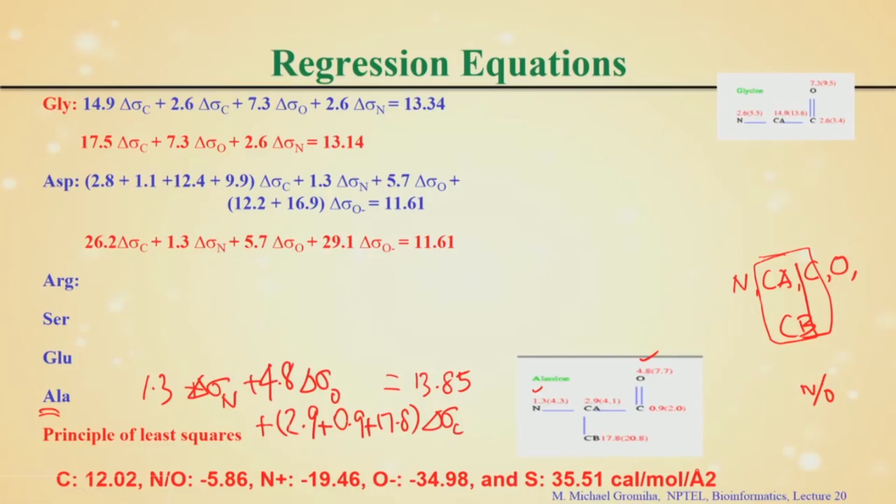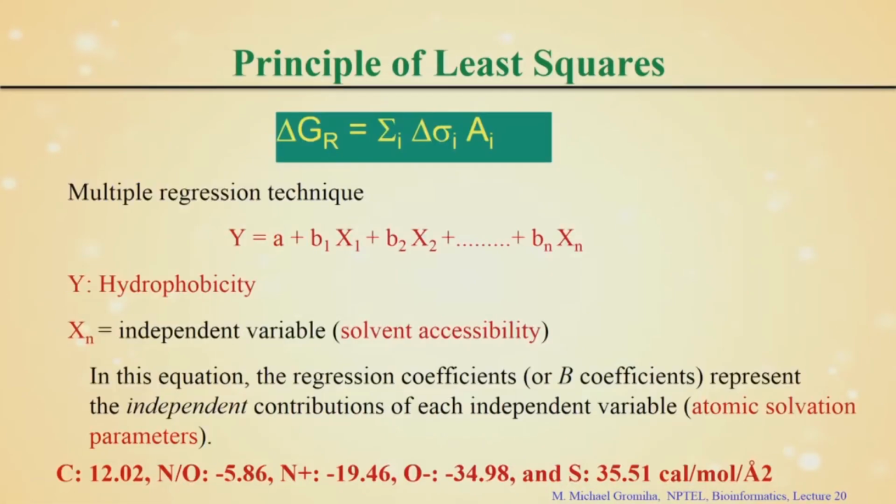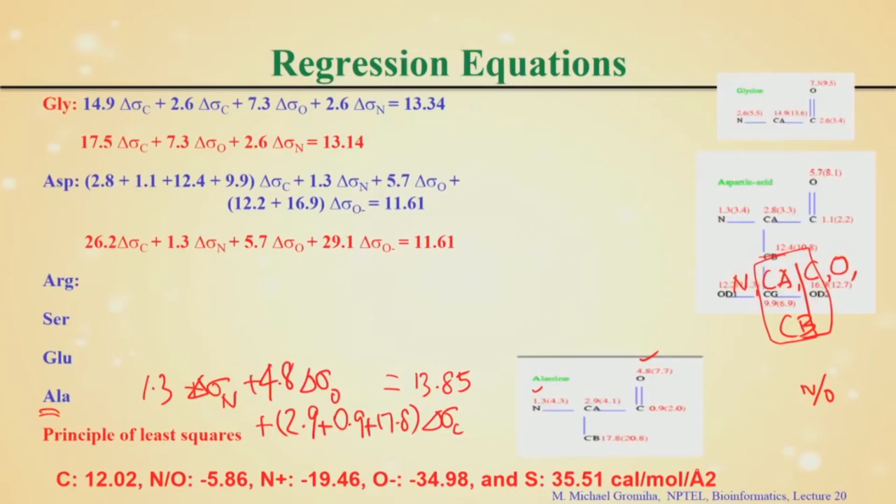You can use this equation: y equals a plus b1 x1 plus b2 x2 up to bn xn. Here y is the hydrophobicity, and delta sigma I are the parameters we need to identify, the b1, b2 and so on, and Ai is the solvent accessibility. So, you need to calculate the coefficients b. So, for alanine we get this one.